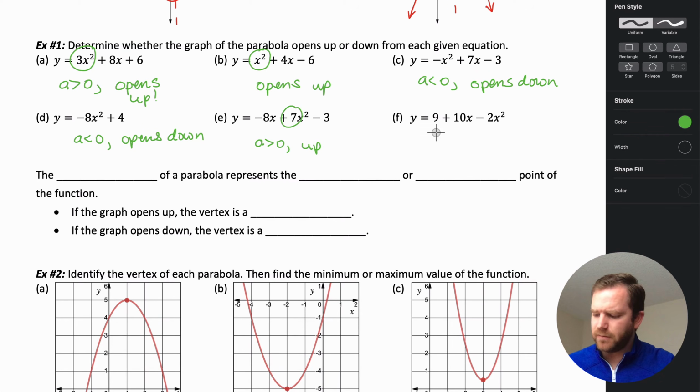Where's our quadratic term here? Our quadratic term is this last one. It's negative, it's less than 0, so it opens down.